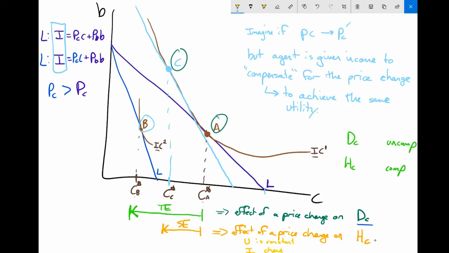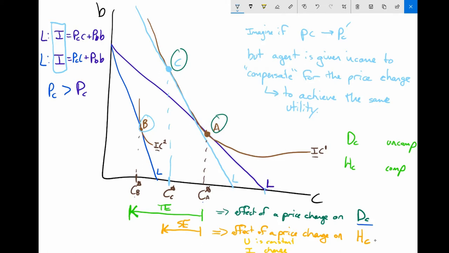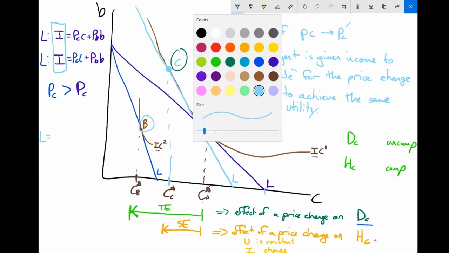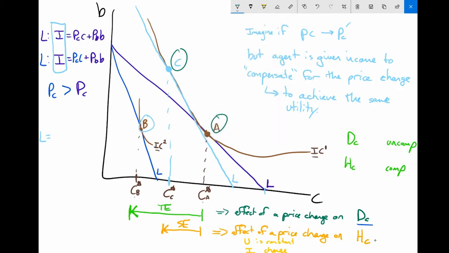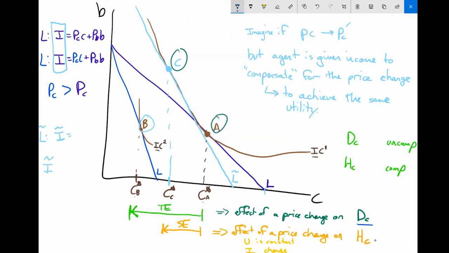Income changes. Your income increases. So if we look at this budget line, we called it budget line squiggle. Budget line squiggle has an income level that is higher than before. Income squiggle is greater than the original income.